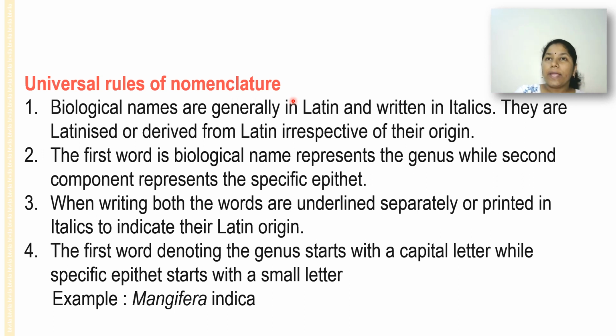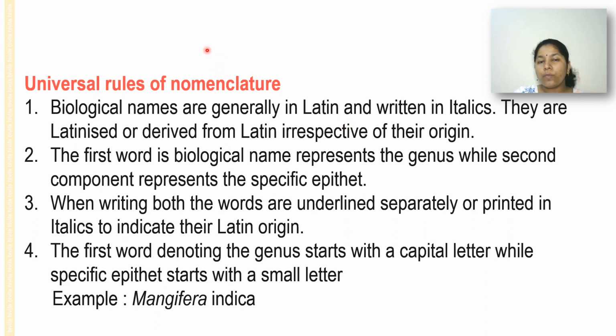Then next is, while writing the name, when you are writing with your hand, what you have to do? You have to underline both the words separately. You have to separately underline the genus name and the species name. And if you are typing or printing it, what you have to do? You have to make it printed in italics. Why do you need italics? To indicate their Latin origin. And then lastly, the genus name begins with a capital letter and the species name, or the specific epithet, begins with a small letter.